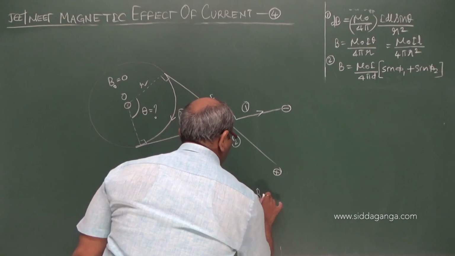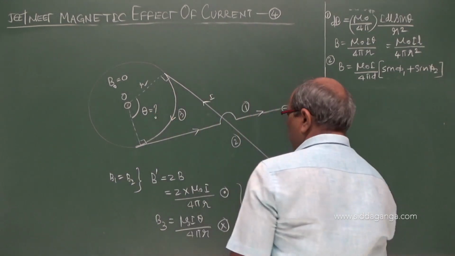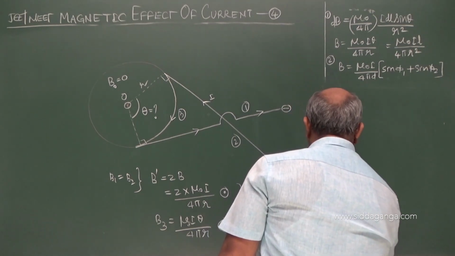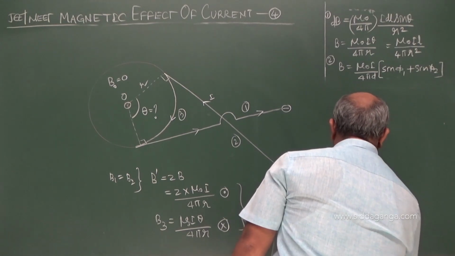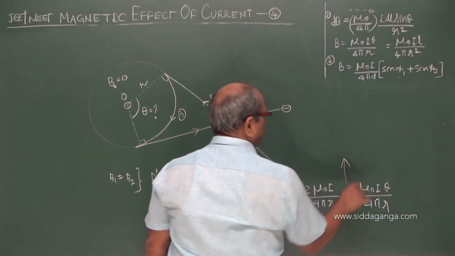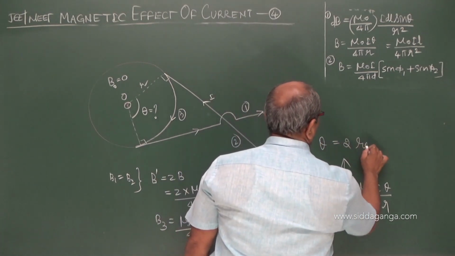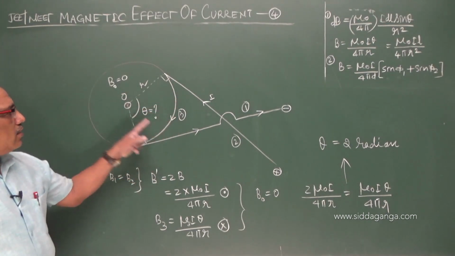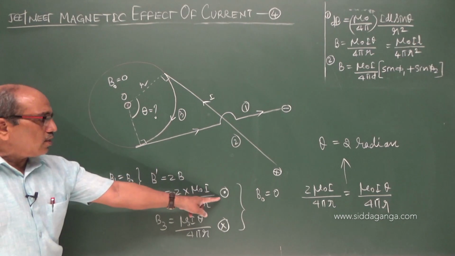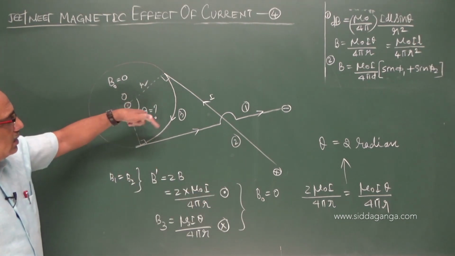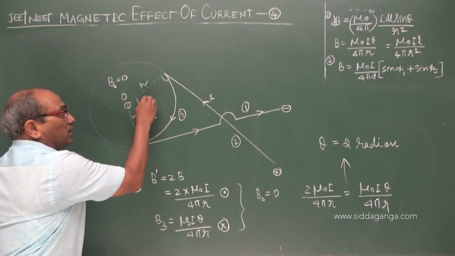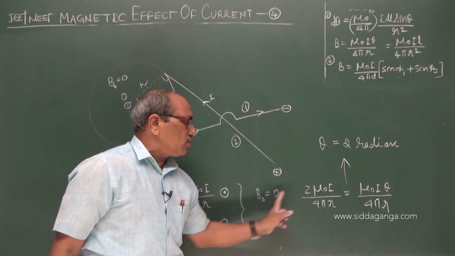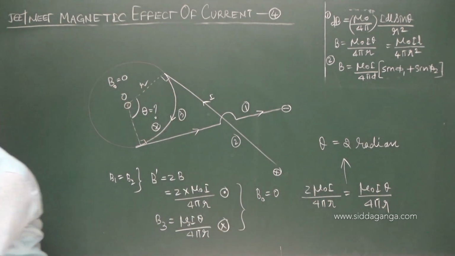So if the net B should be 0, both must be equal and opposite. That means 2 mu naught I by 4 pi R must be equal to mu naught I theta by 4 pi R, which suggests theta must be equal to 2 radian. So B dash is 2B, why I took that I explained to you. This is the magnitude of the outward field, but this curve gives current in the clockwise direction, so the field by the arc is into the board. Both are equal and opposite, net field becomes 0. Therefore, theta should be equal to 2 radian.